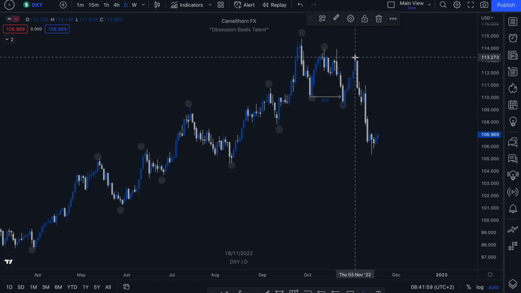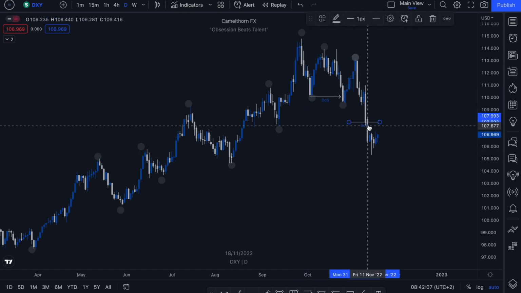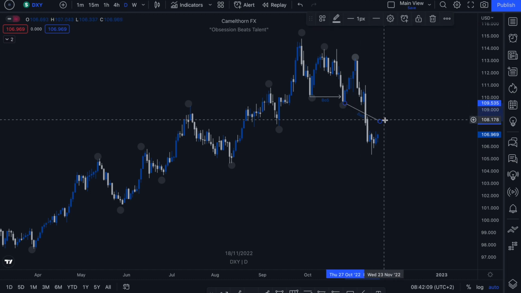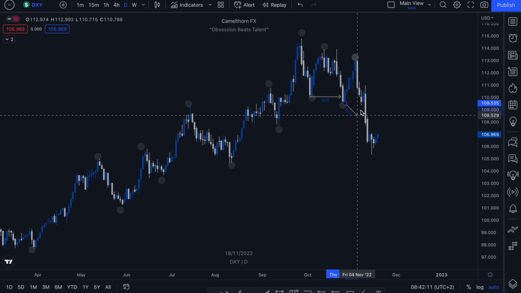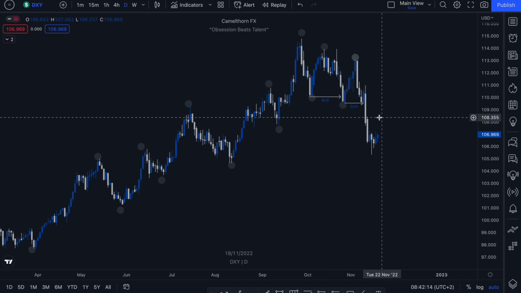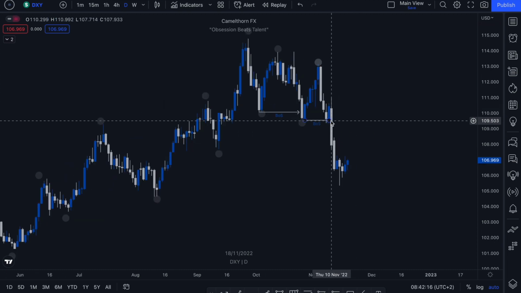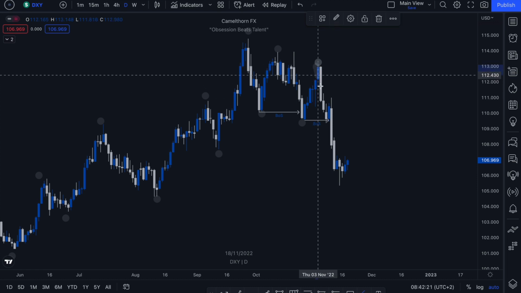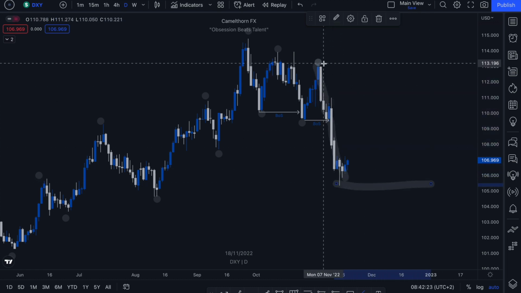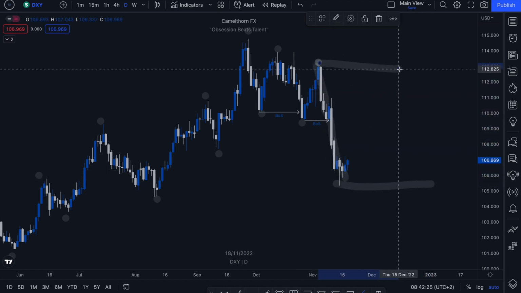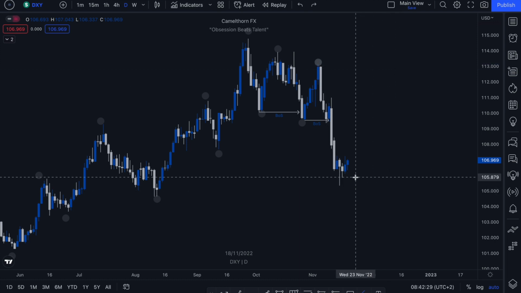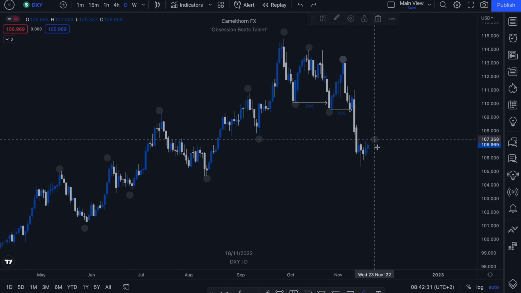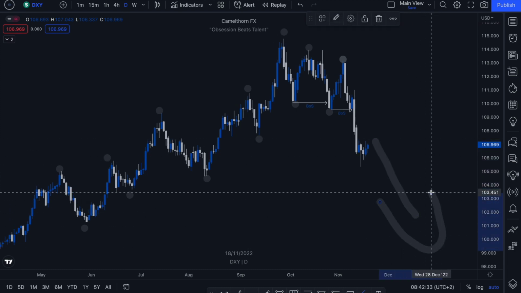We then created a new lower high. We had another bearish break of structure in here. And essentially now, what this secondary bearish break of structure has done is it has confirmed that yes, the DXY has indeed changed from a bullish state to a bearish state. And we can now anticipate some bearishness to continue, right?